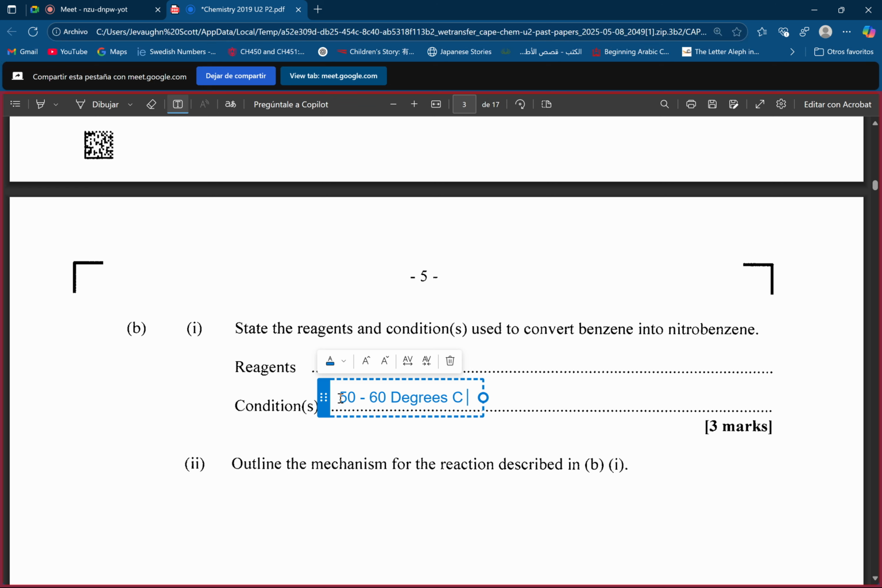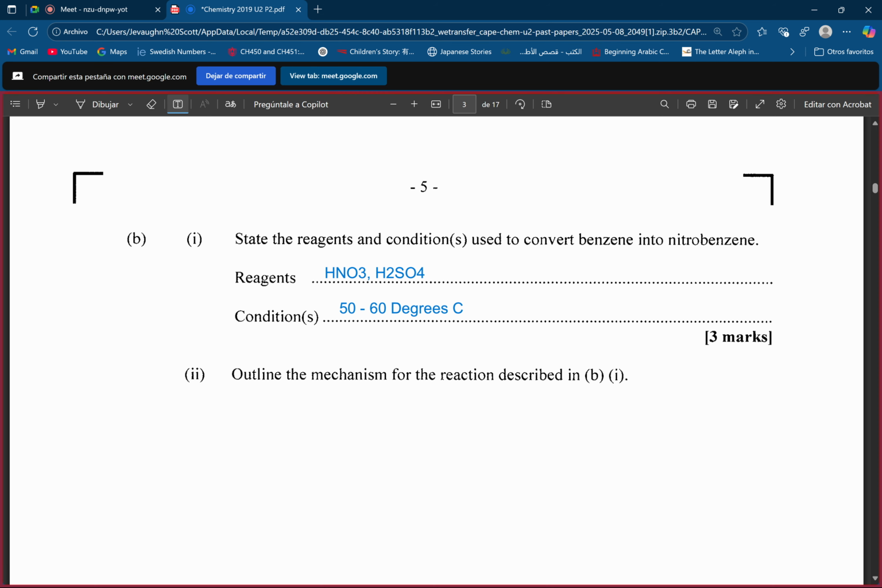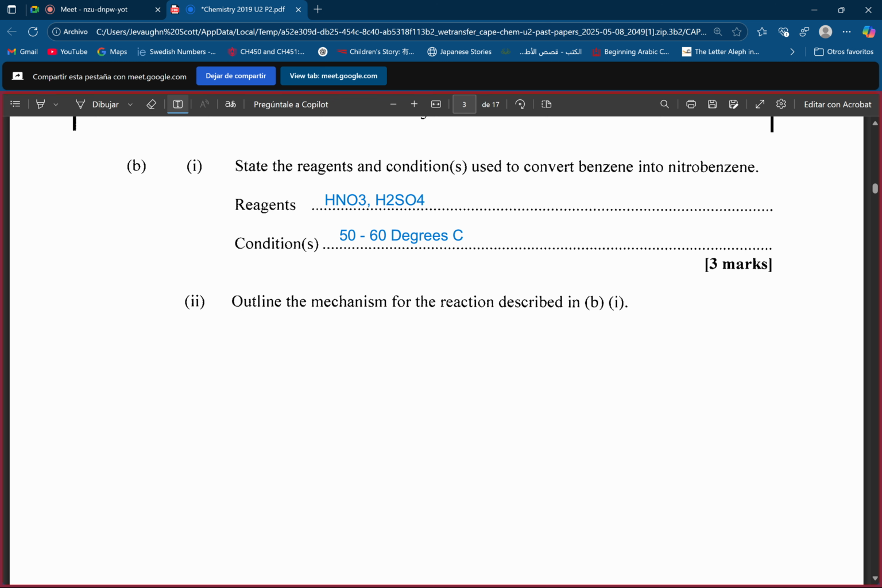All right. Do we have a catalyst for this reaction? The catalyst is the acid, right? H2SO4. So outline the mechanism described here. What's going to be our mechanism? This is the nitration of benzene. I must be able to do this.